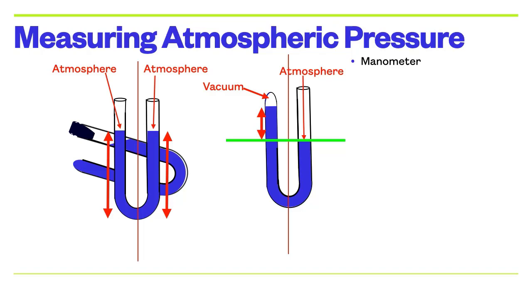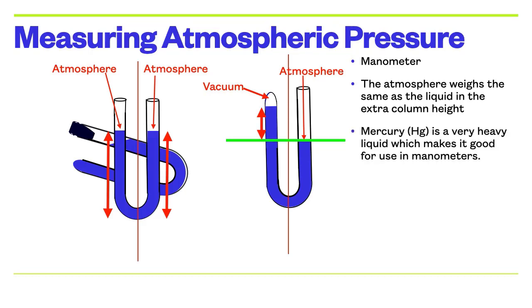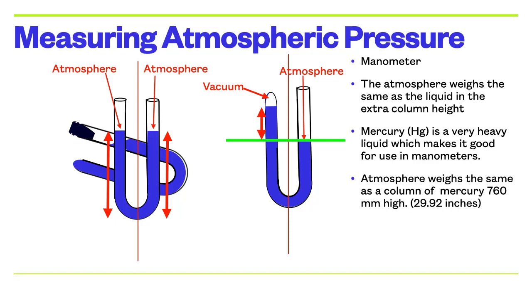And if you measure atmospheric pressure with a manometer like this over a long period of time, you see that the average height of the mercury column in the manometer turns out to be 760 millimeters. So the atmosphere weighs the same as the liquid in the extra column height, and since mercury makes a really, really good liquid to be used in manometers, that became just kind of the standard. And so atmospheric pressure, people typically just began to say, well, atmospheric pressure is 760 millimeters of mercury.